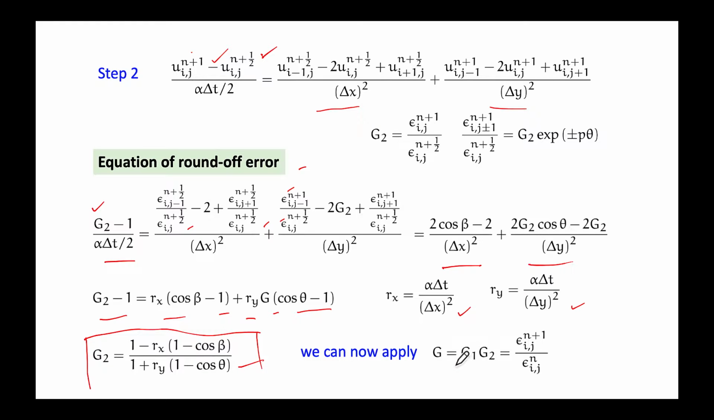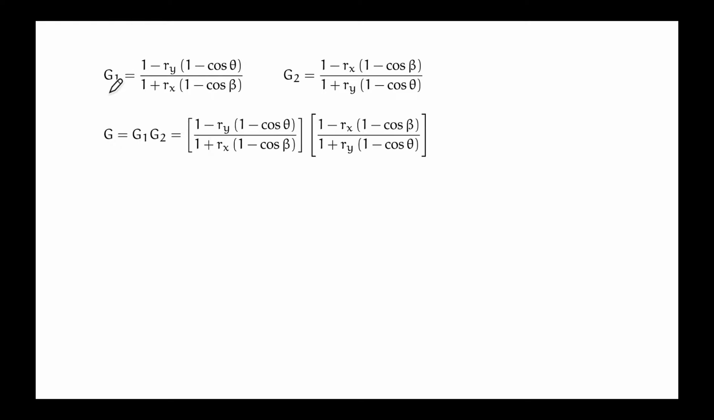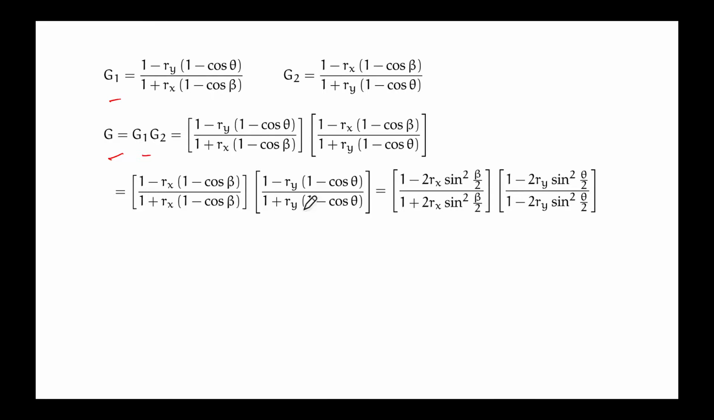We are now ready to apply g equal to g1 g2. We received both the expressions of g1 and g2. So let's see how it turns out. So I have g1 is 1 minus ry, 1 minus cos theta divided by 1 plus rx, 1 minus cos beta. g2 is 1 minus rx, 1 minus cos beta divided by 1 plus ry, 1 minus cos theta. So when I multiply, I get these two terms multiplied, and I can arrange them. I take the beta together and theta together.